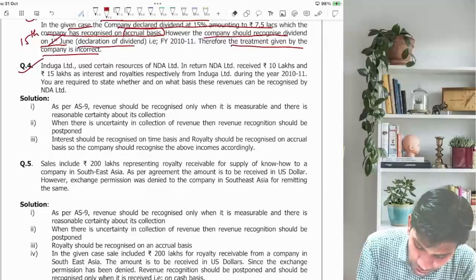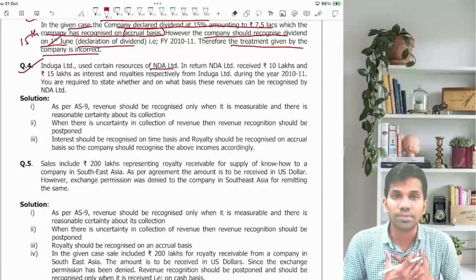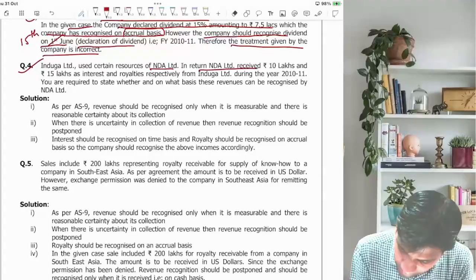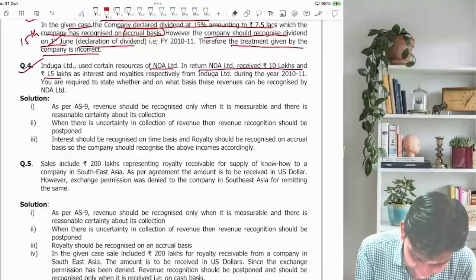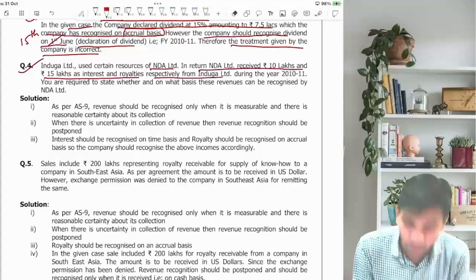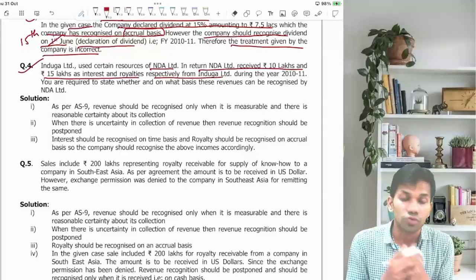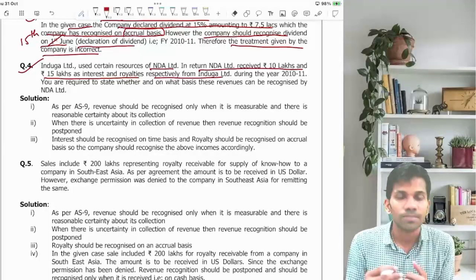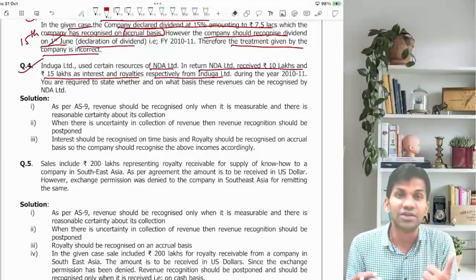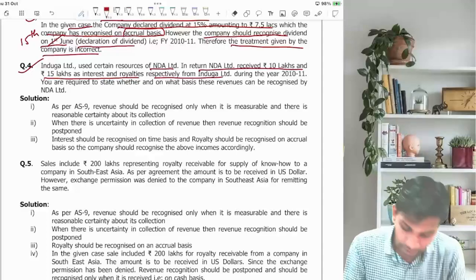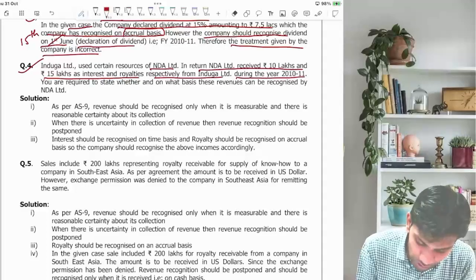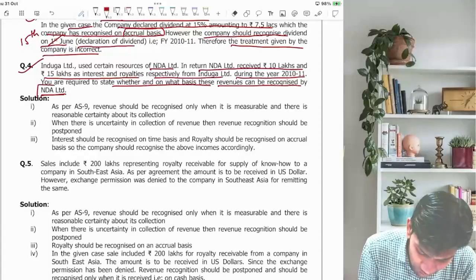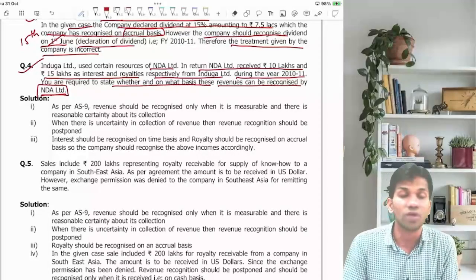Indiga Limited uses certain resources of NDA Limited. So, we are Indiga Limited. We are using some resources of some other company, that is NDA Limited. In return, NDA Limited received 10 lakhs and 15 lakhs as interest and royalties respectively from Indiga Limited. So we are Indiga Limited, using some resources of NDA Limited, and in turn we are paying 10 lakhs and 15 lakhs as interest and royalties to NDA Limited during the year 10-11. You are required to state whether and on what basis these revenues can be recognized by NDA Limited. So accounting has been asked in the books of NDA Limited.